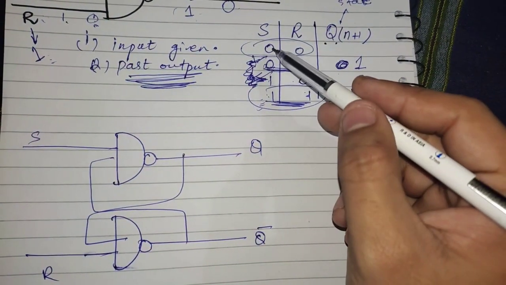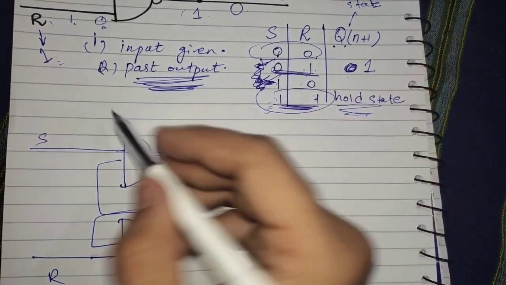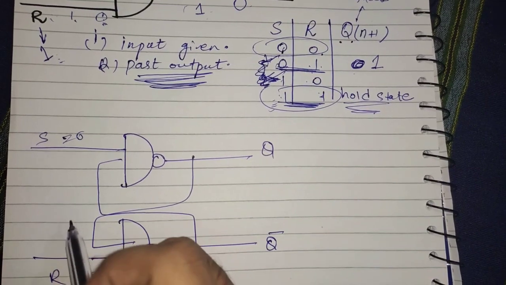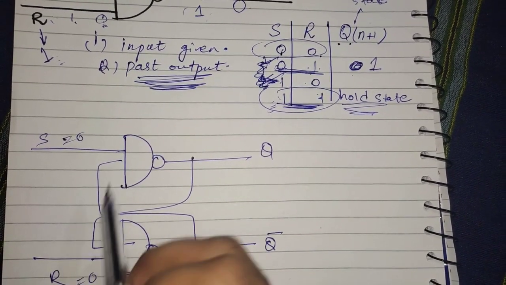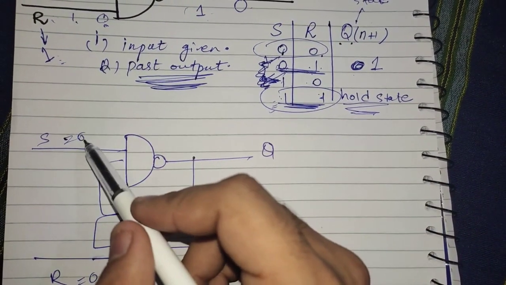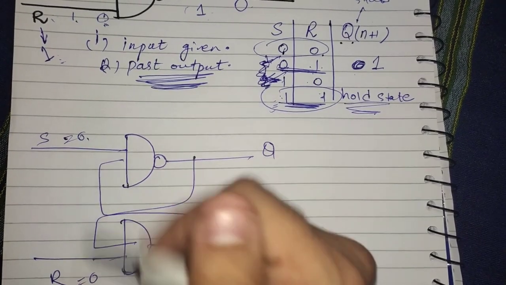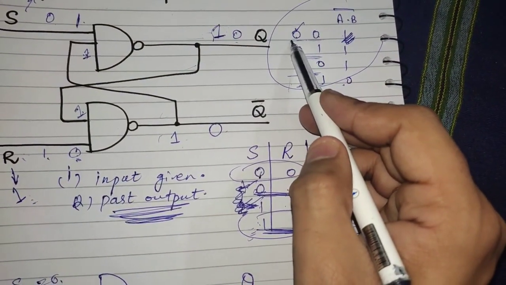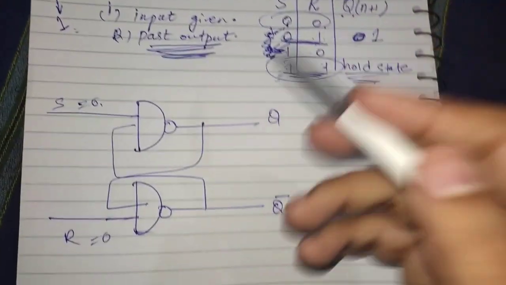Okay, for the last input, 0 and 0, I am going to give S equal to 0 and R equal to 0 as my input to the SR latch built using a NAND gate circuit. So you can see both inputs are 0, and by using the property of a NAND gate, if any of the inputs is 0, the output will be 1. So we have no concern with the second input.